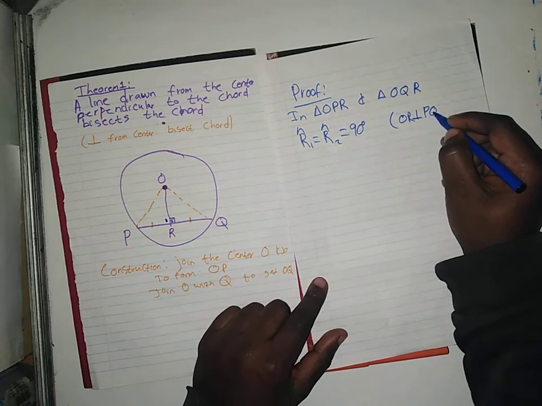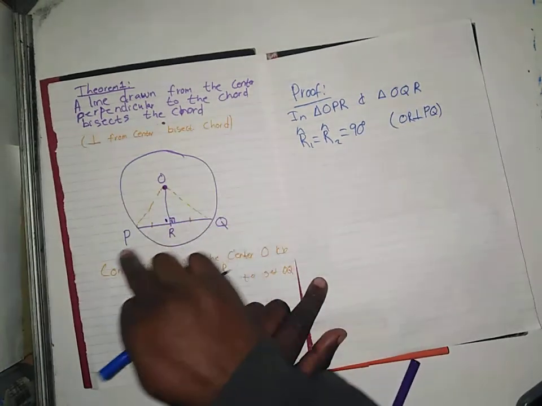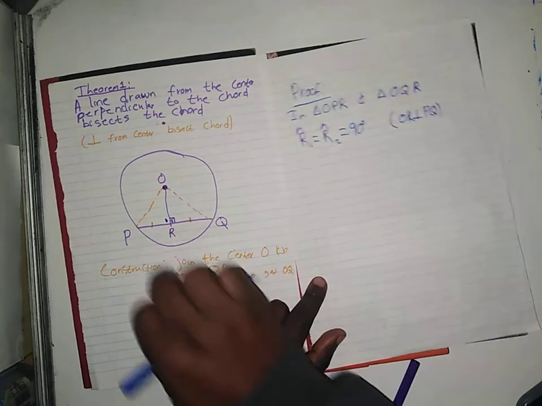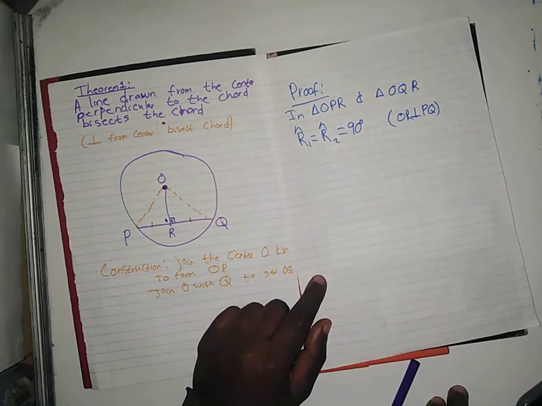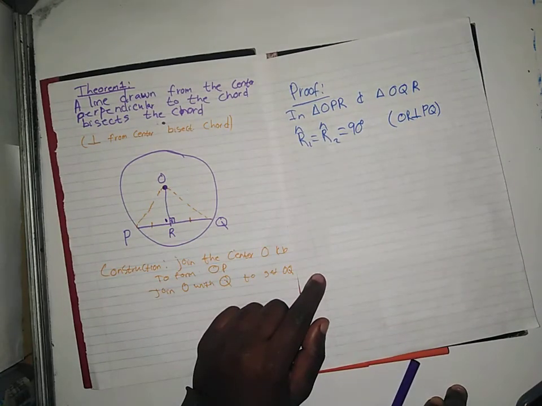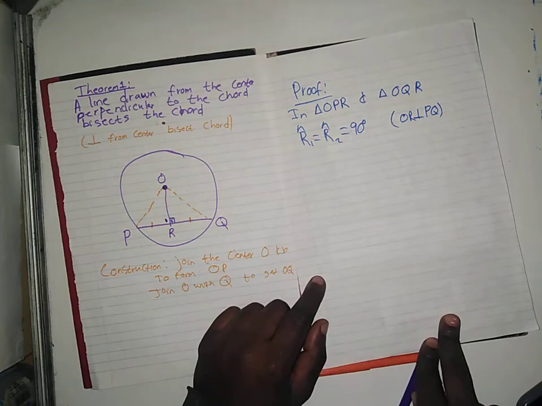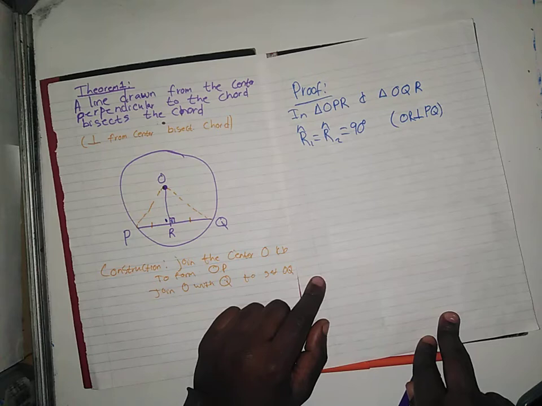To PQ. So OR, which is this, is perpendicular to PQ, which is this line. So because of that, this is 90, and this is also 90. Okay, remember in geometry, you don't just do things. Everything that you do, you must show where it comes from. Okay, so R1 is equal to R2 is equal to 90 degrees. Why? Because OR is perpendicular to PQ. Okay, does that make sense?